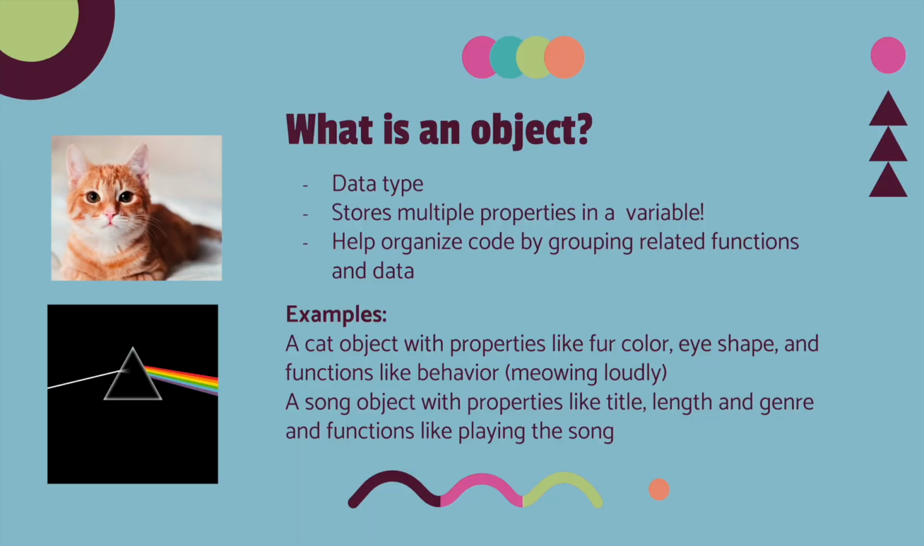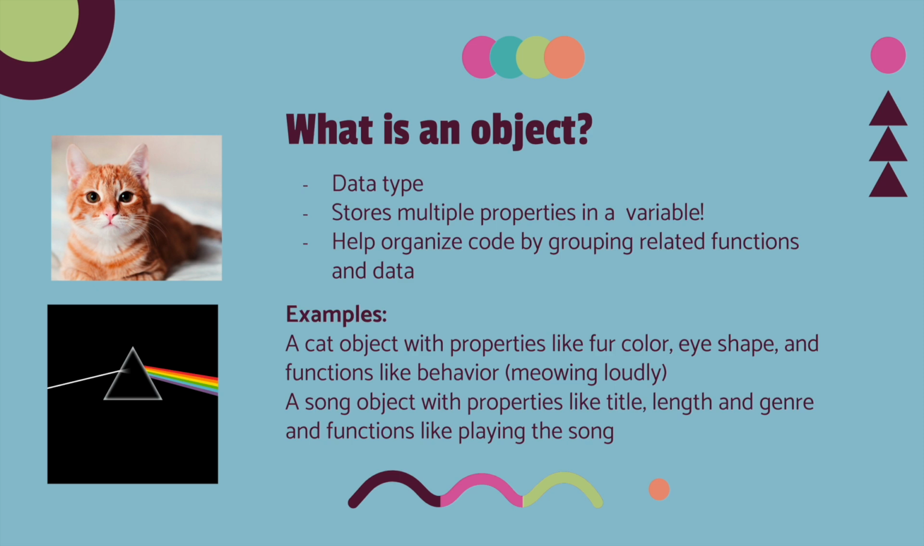So first, let's talk about what exactly an object is. An object is a data type that stores multiple properties inside of a variable. So unlike normal variables that can only store one value, an object can store many values in the form of key value pairs. These help organize code by grouping related functions and data.